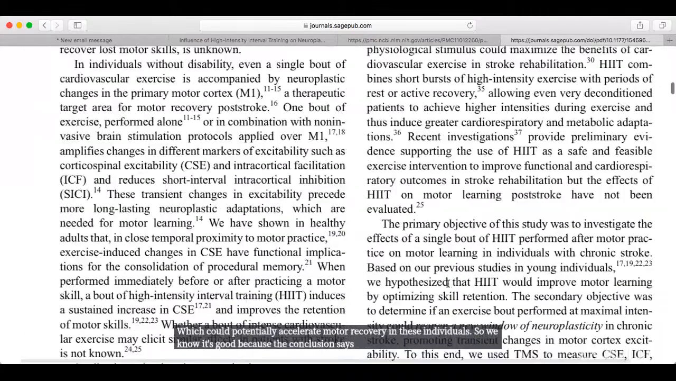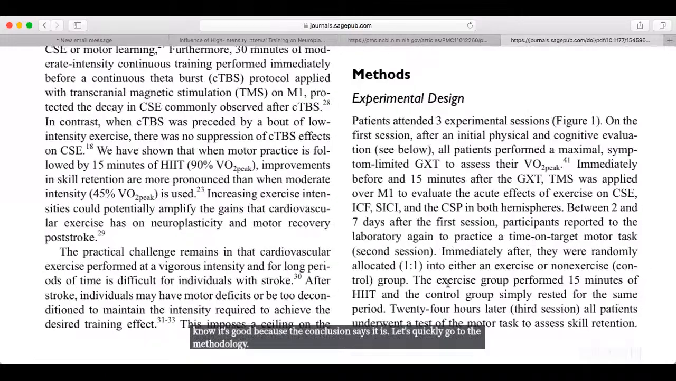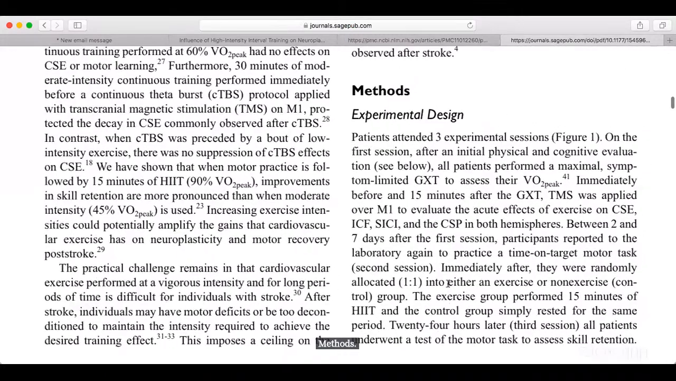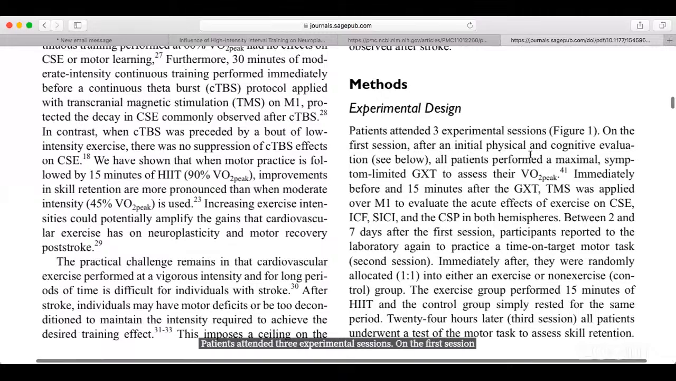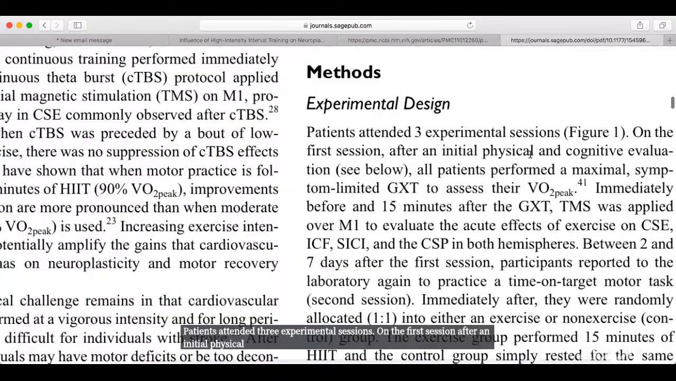Let's quickly go to the methodology. Methods. Experimental design. Patients attended 3 experimental sessions. On the first session, after an initial physical, I hope you can see that. Let me enlarge.